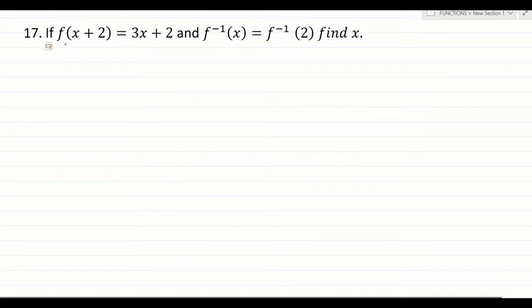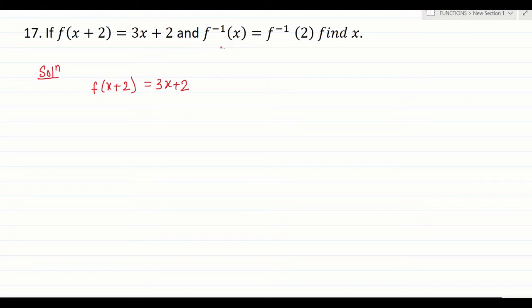Question number 17. If f of x plus 2 is equal to 3x plus 2 and f inverse x is equal to f inverse 2, find x. So, solution, we are provided f of x plus 2 equal to 3x plus 2. We are given f inverse x equal to f inverse 2.